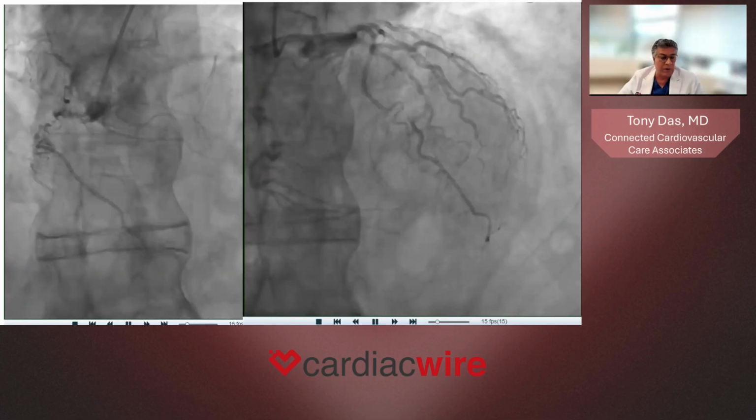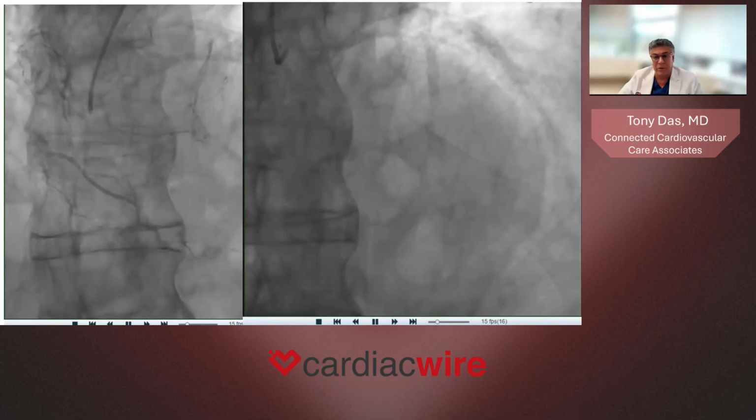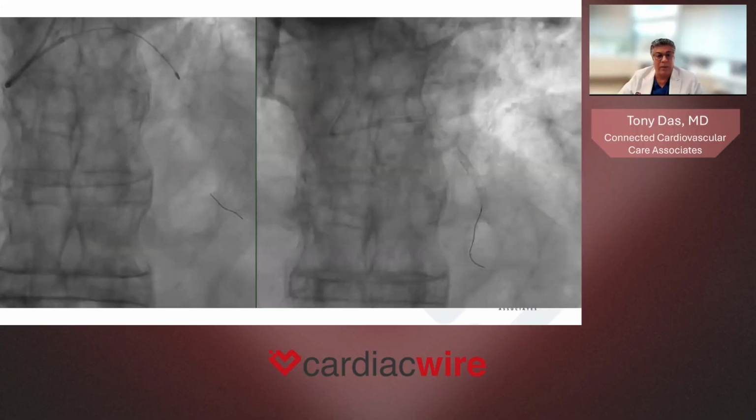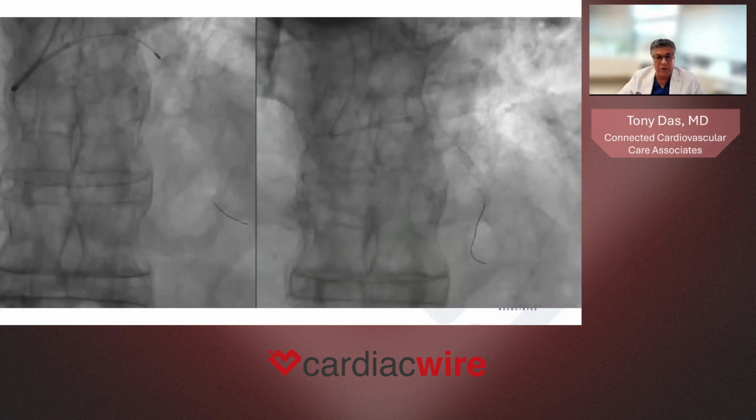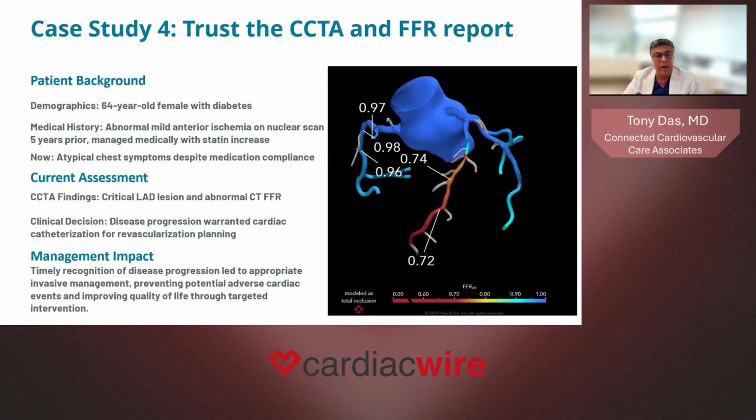We thought that the inferior ischemia was minimal and the anterior wall was the worst, and we ended up having to use a rotational atherectomy device to be able to open up this lesion, which was performed successfully with a single stent, and the patient was sent home the same day.